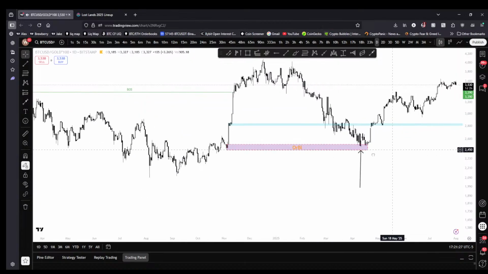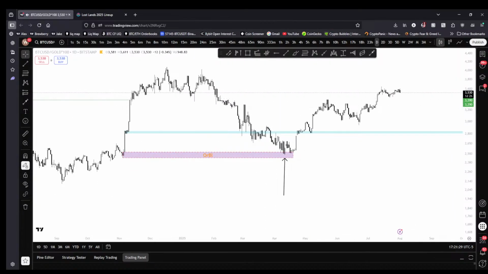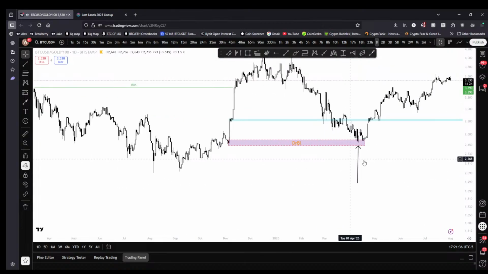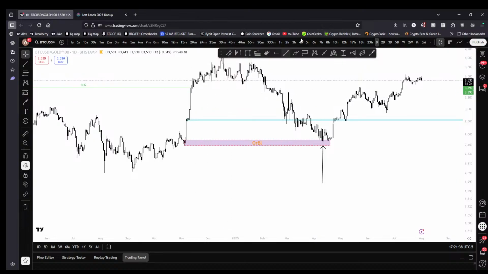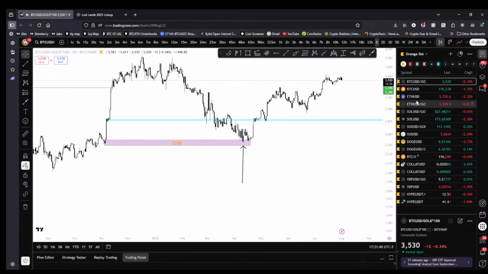Now, let's start looking at how we can combine all of this stuff into live trades, okay? Let's pull something random up here.